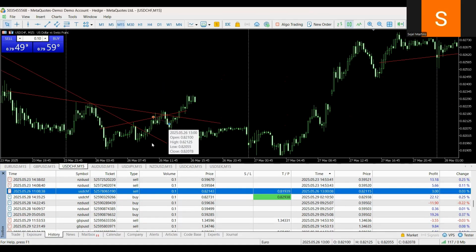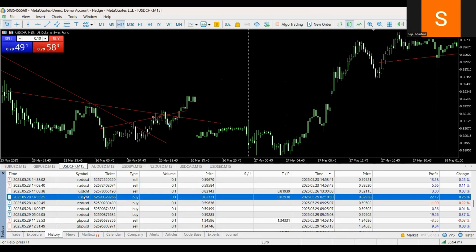Took a sell over here and I closed it in profit. It went into a bit of a loss, but then it came into a profit. But yeah, then I closed it off at three euros profit.